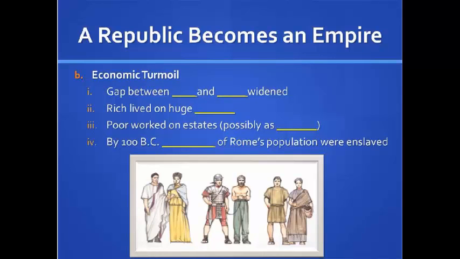Economic turmoil. The gap between the rich and the poor widened. The rich liked living on their huge estates, their very large houses and properties, where the poor worked on these estates, possibly even as slaves. They might not have been considered slaves, but they worked as though they were slaves in some cases, or were paid very little. By about 100 BC, 1/3 of Rome's population were enslaved. So for every 9 people, 3 of them were slaves. That's a pretty large number of slaves. And the more slaves or poor people you get, with fewer leaders or fewer upper class, you're going to get a widening gap between the two and a lot of problems between them. We're even seeing that today in the United States.